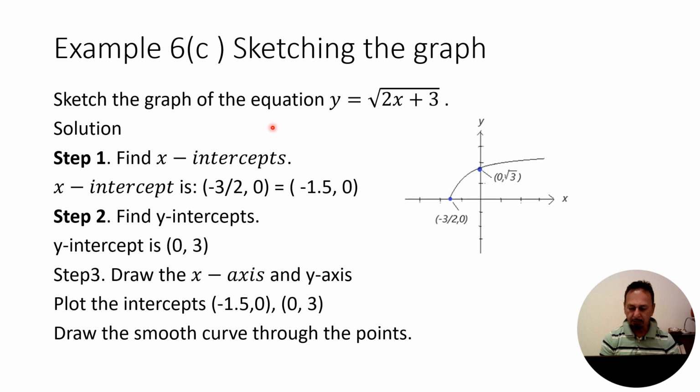So let's get the equation y equals square root of 2x plus 3. Step 1, find the x-intercept. The x-intercept is (negative 3 over 2, 0), or (negative 1.5, 0). Step 2, find the y-intercept, which is (0, 3). Now we draw the x-axis, as shown in the figure, and the y-axis, and plot the points. Negative 1.5, 0 is here, and 0, 3 is this one.